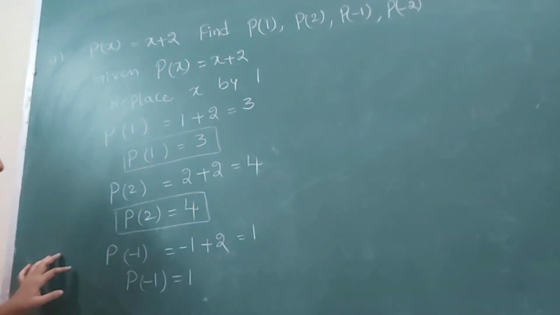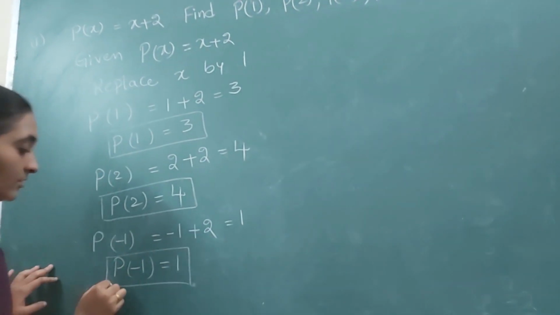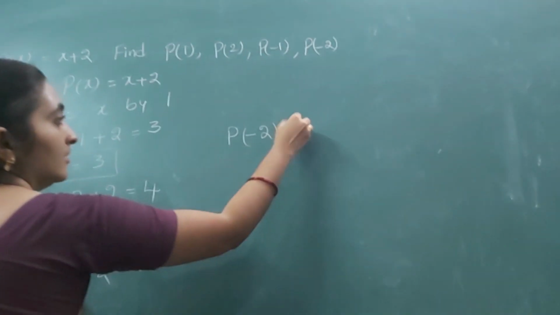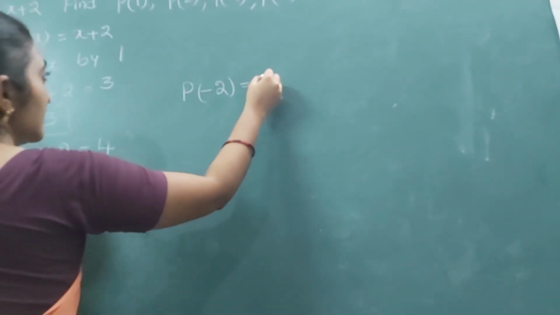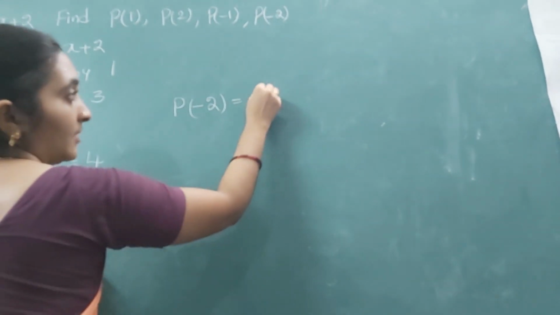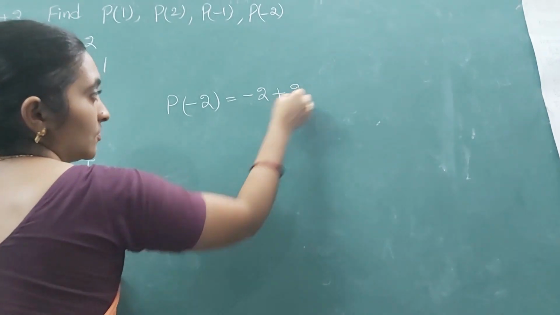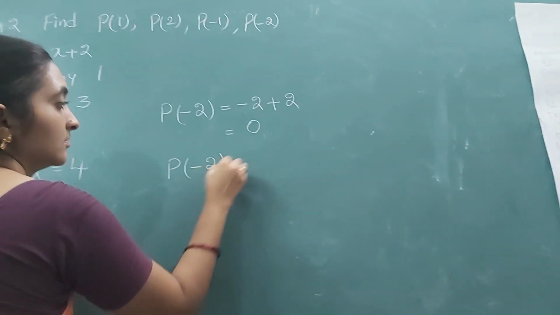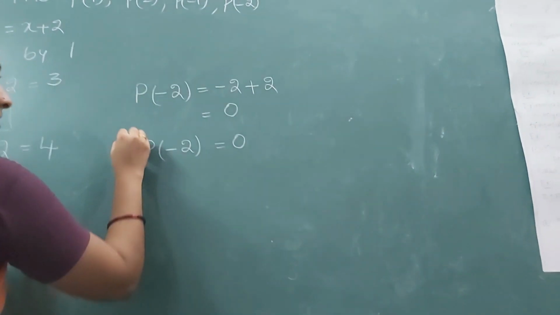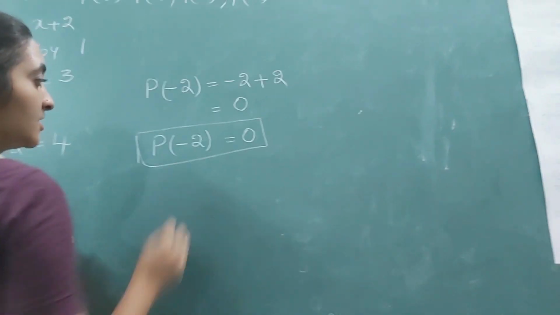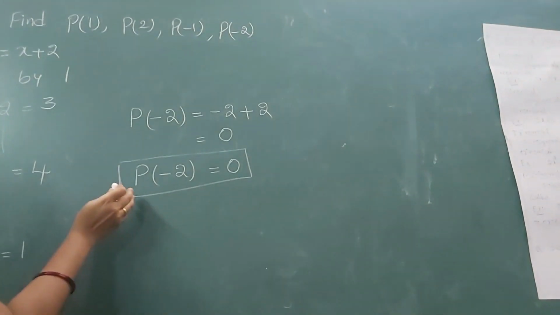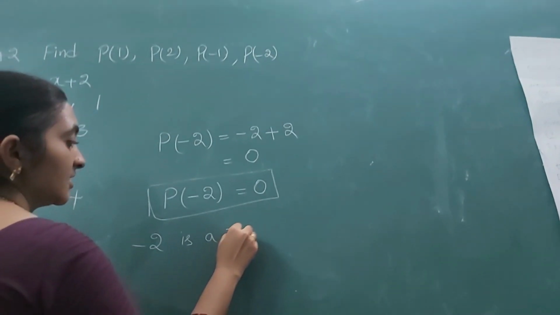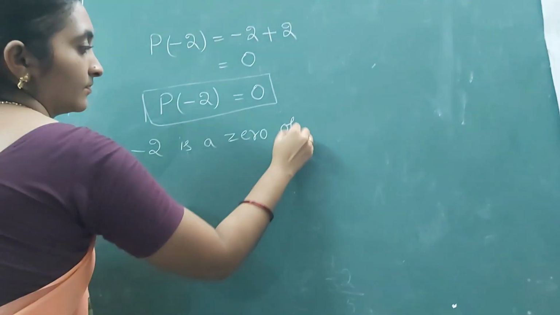Next, last one, p of minus 2. In this polynomial replace x by minus 2 plus 2. So it is 0. P of minus 2 is equal to 0. That means minus 2 is a 0 of the polynomial.